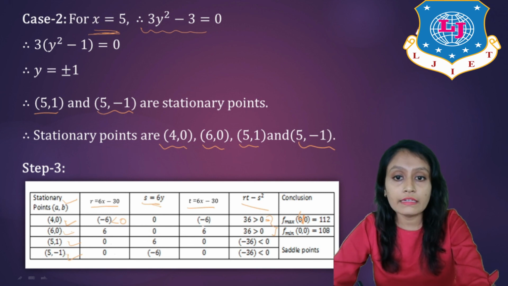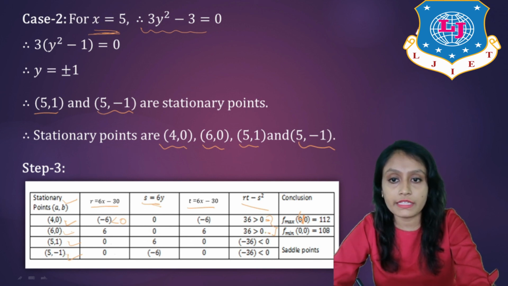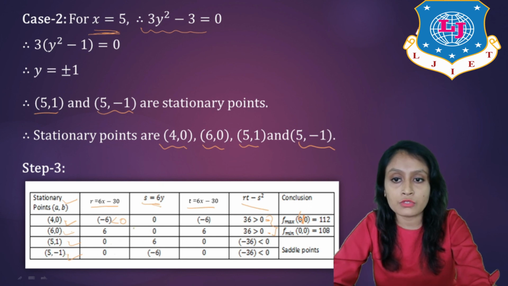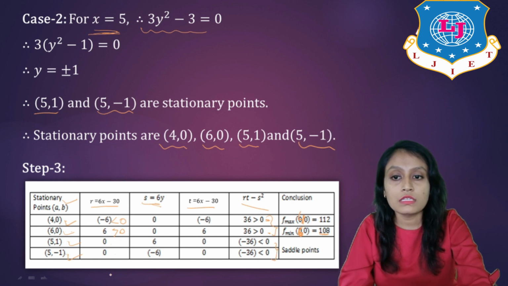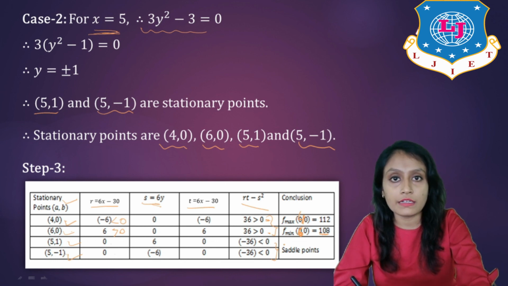Next, rt minus s square is again 36, which is greater than 0, for which point? (6, 0). So we will check r. Again here r is greater than 0. Whenever we have r greater than 0, we will get a minimum value. So we will get the minimum value at the point (6, 0). In the function in place of x substitute 6 and in place of y substitute 0 and simplify to get the answer 108. Now rt minus s square is less than 0 for these 2 points, that is (5, 1) and (5, minus 1). So these 2 points are known as saddle points.